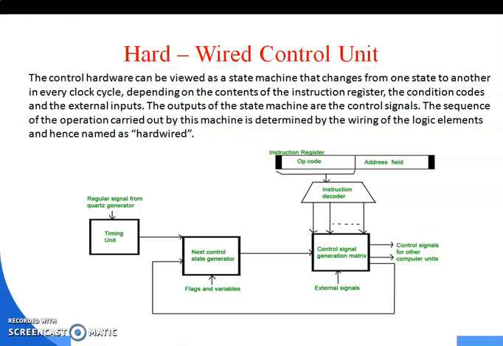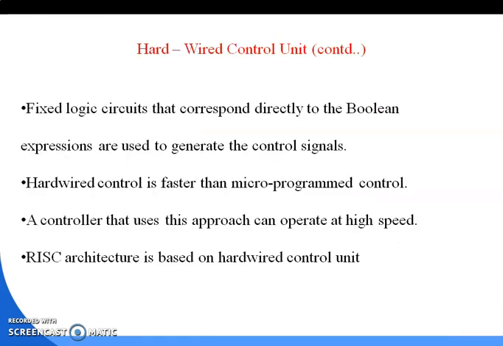So the hardware control unit contains finite sequential circuits made of different latches and gates, such as AND gates and NAND gates. The values generated by that circuit are used by the control unit to control the entire process. Next, these are the hardware control unit.